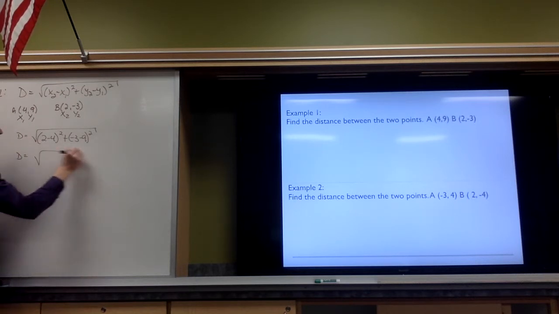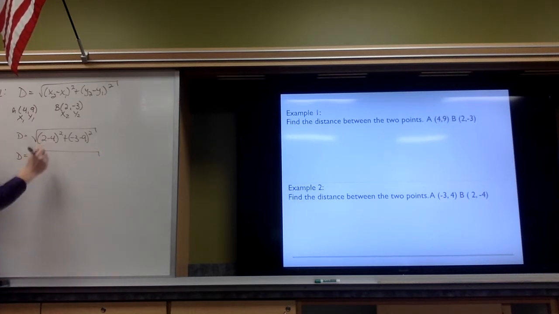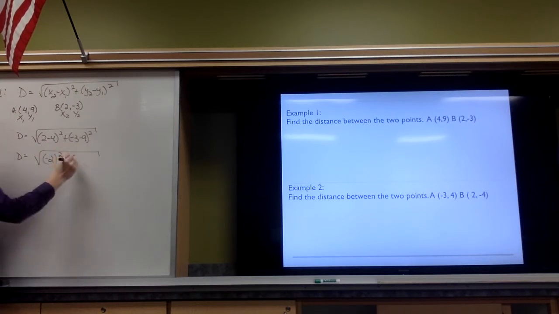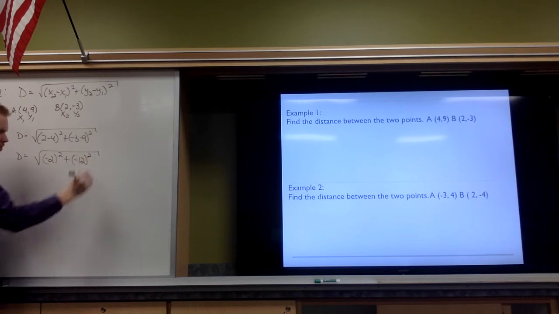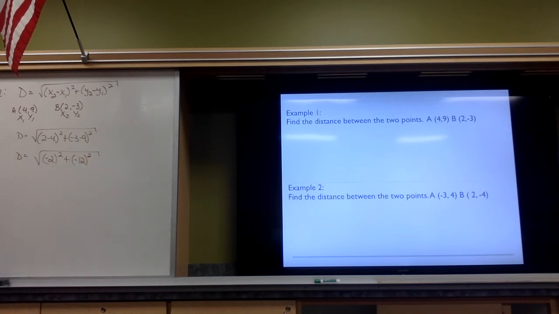Now I'm going to simplify. 2 minus 4, that's negative 2 squared. Negative 3 minus 9 is negative 12 squared. We'll continue. Negative 2 squared is 4. Negative 12 squared is 144. Add those up. We get the distance between those 2 points. It's the square root of 148.